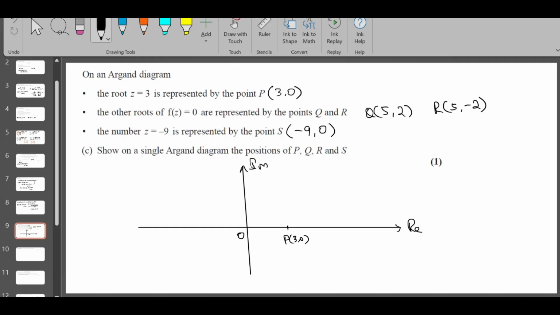And then Q is 5, 2. Let's say Q is here. 5 plus 2i. You can just put Q and 5 plus 2i. You can write it this way also. R will be the reflection here, 5 minus 2i. S is minus 9, 0. You can put P as 3 here. That's all. Just one more question.